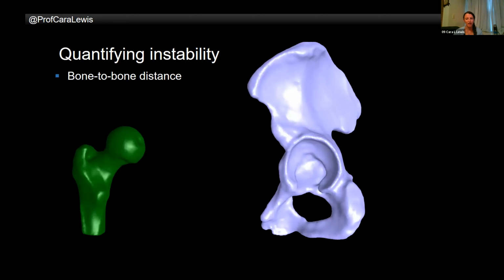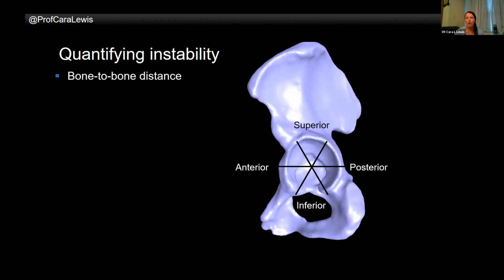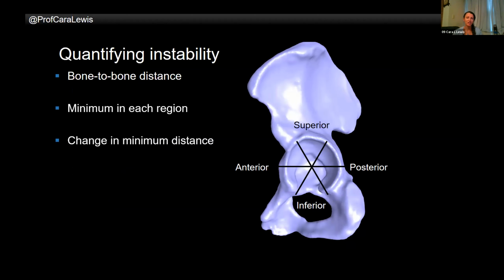So we quantified this by calculating the distance between the bones, or the bone-to-bone distance. We selected our regions of interest within the acetabulum and within the femoral head, and then calculated the length of a normal vector between the acetabular surface and the nearest femoral surface. We also divided our acetabulum up into 6 regions, 60 degrees each. Within each region, we looked at the minimum bone-to-bone distance for each frame of the gait cycle, and at the changes in that minimum distance over the entire gait cycle. So this gave us our measure of instability. We then compared our FAI group to our control group for each region and each activity.